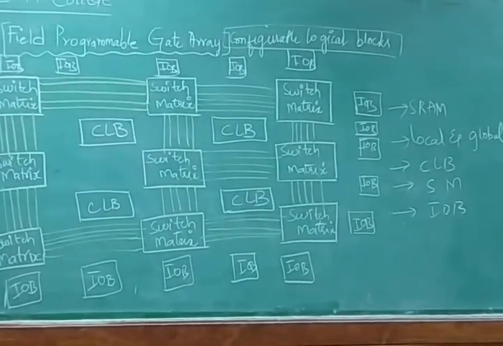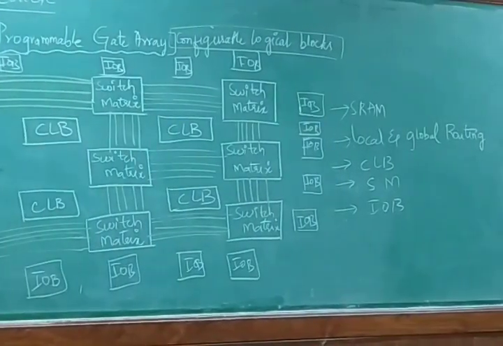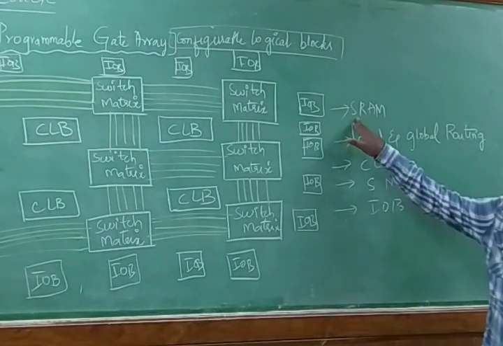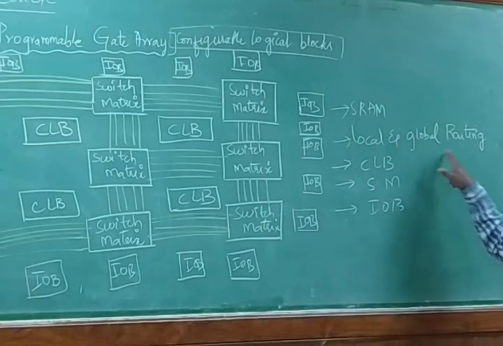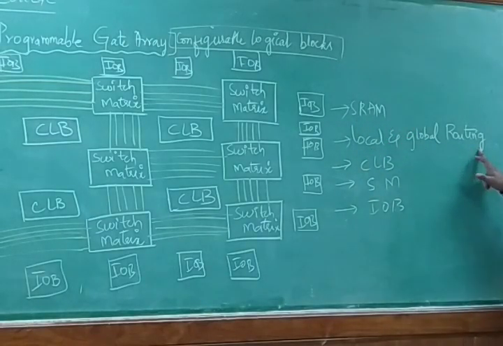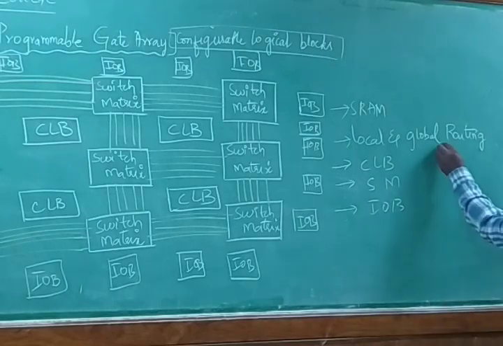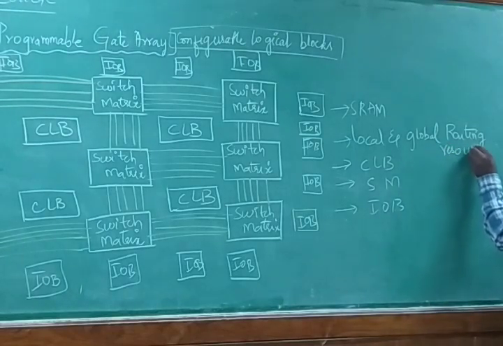So what I wrote, students, are these 4 to 5 things. One is SRAM, that is, whatever programming of this FPGA we're doing, it is going to be configured by using SRAM. Next is local and global routing. What is the use of this local and global routing? It's going to provide the routing of the input output resources. So for providing the resources, proper routing needs to be given.